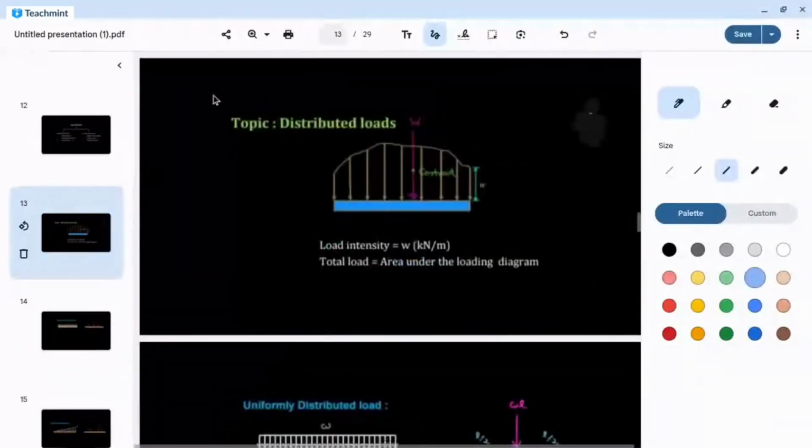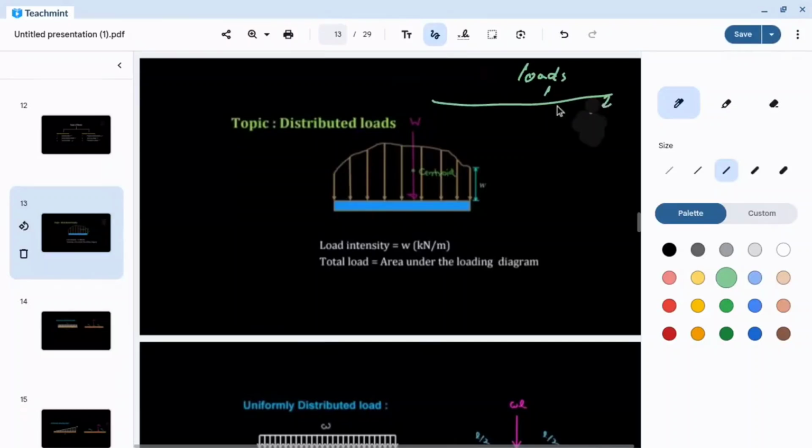Now, how many types of loads are there? Basically there are three types of loads. One is point load. One is uniformly distributed load, UDL. One is uniformly varying load, UVL. Point load, uniformly distributed load, and uniformly varying load.